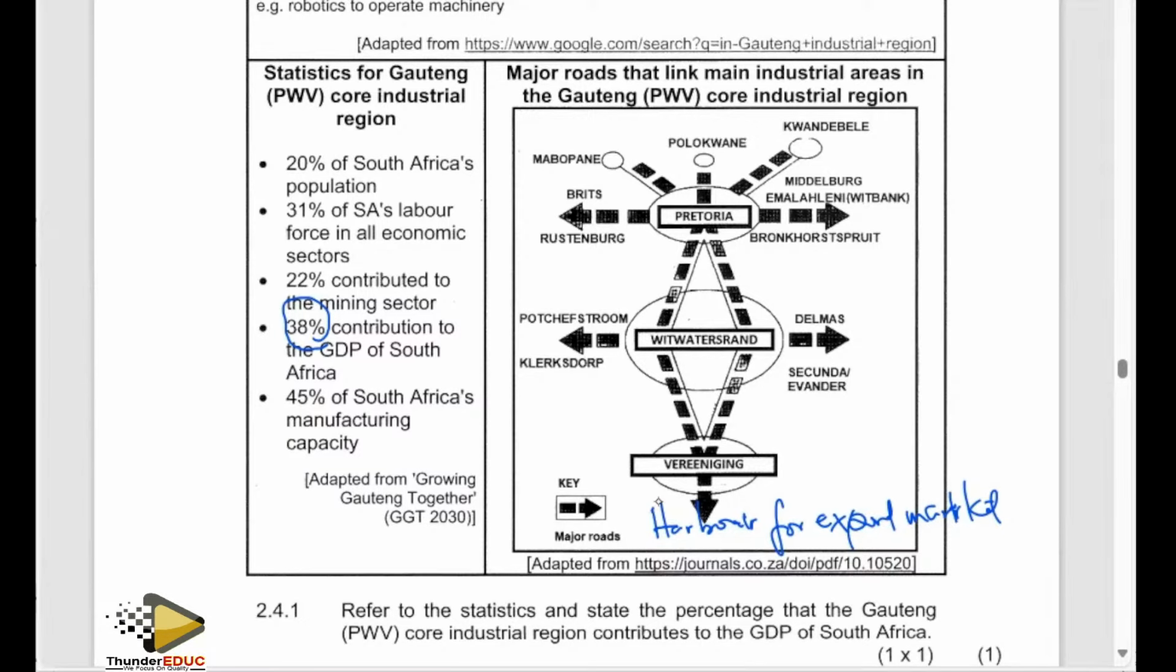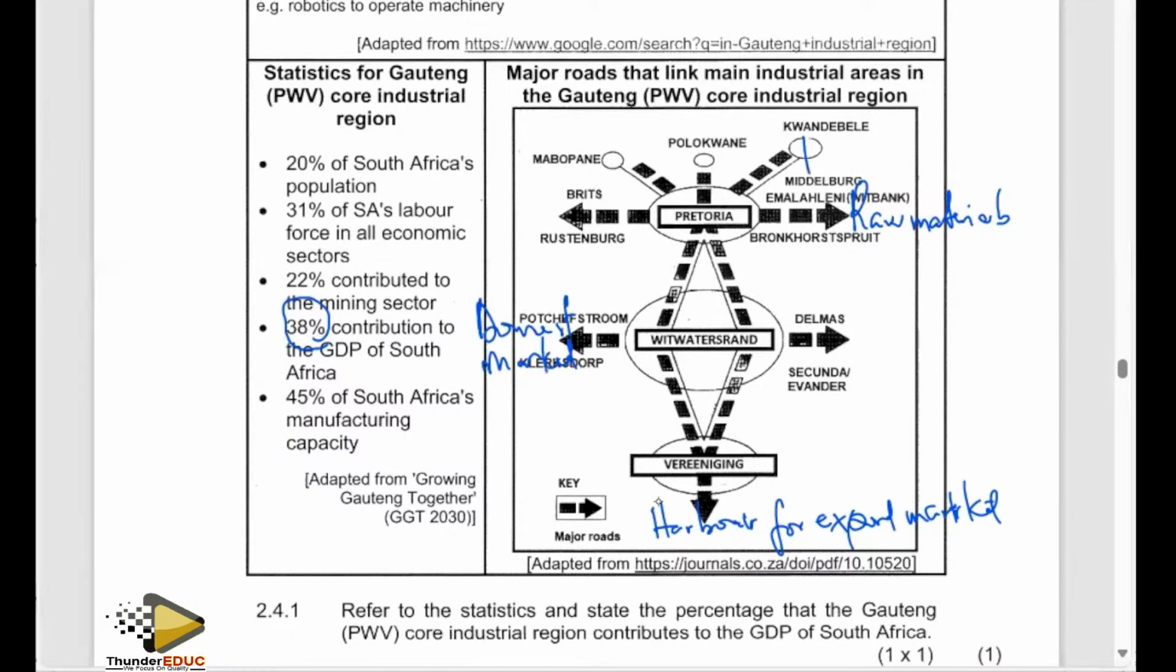Then we can also check these ones. It's going to Potchefstroom, Klerksdorp. This one is going to Secunda. We can talk of the domestic market, supplying products to the domestic market. Or we can also talk of this one, which is going to Witbank. We know that in Witbank there are also some mineral resources. We can talk of raw materials supply. The routes are allowing access to raw materials.